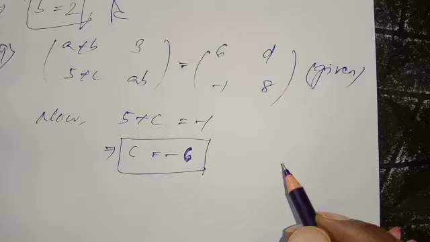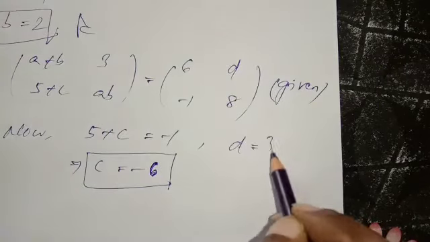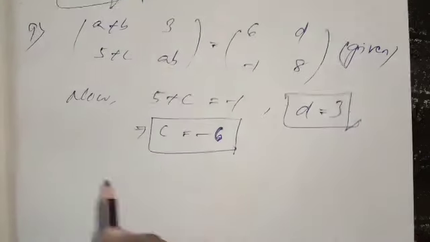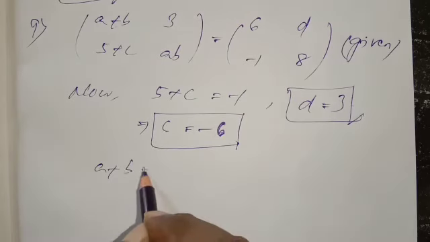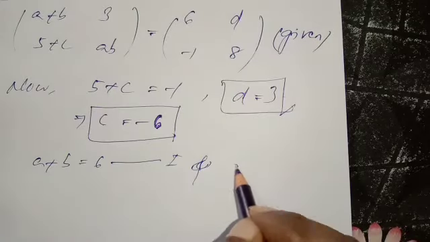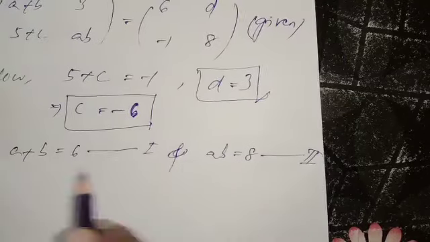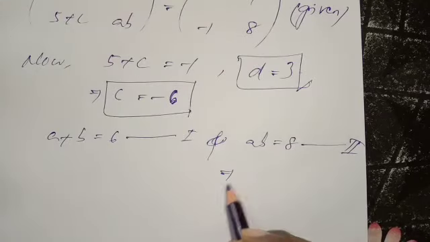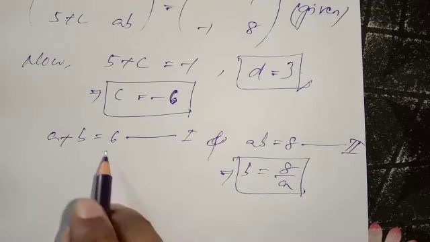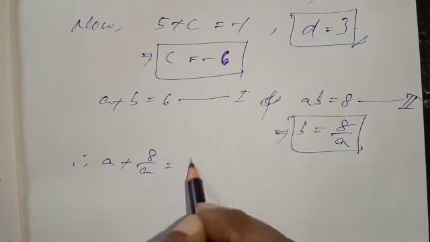Okay. And a plus b, d is equal to how much? d equal to 3. d also you got. After that, a plus b is equal to 6, equation number 1. And ab is equal to 8, equation number 2. You have to solve these two equations. Do one thing here. b is equal to how much? 8 by a. Putting this b value in equation 1, a plus b means 8 by a, equal to 6.